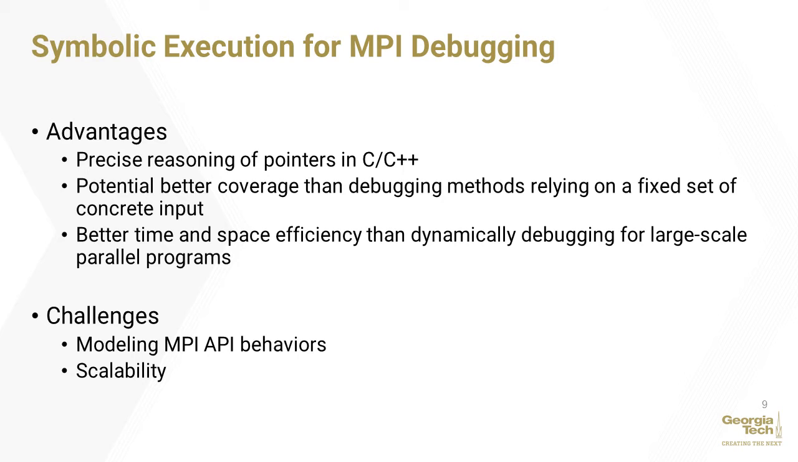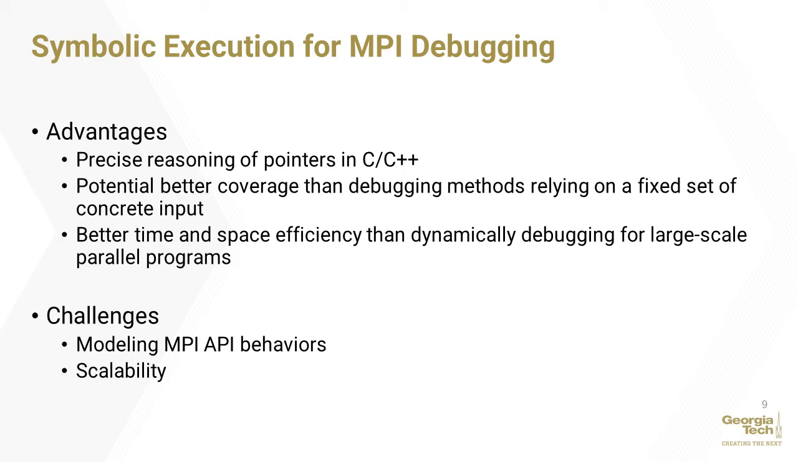We propose to detect those anomalies using symbolic execution. With this approach, we can reason about pointers to communication data buffers in C++ precisely, and potentially we can get better coverage than debugging methods relying on fixed input sets, such as testing and dynamic analysis. And for large-scale parallel programs that take a lot of time and resources to run, we can potentially get better time and space efficiency than dynamically debugging those programs.